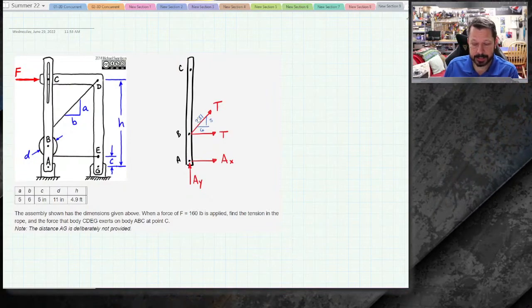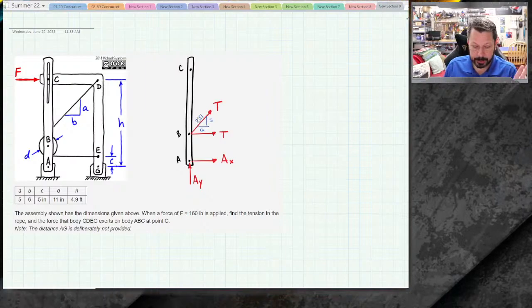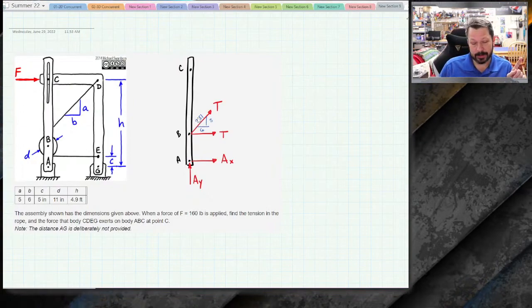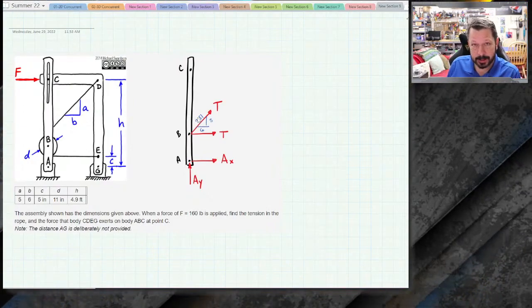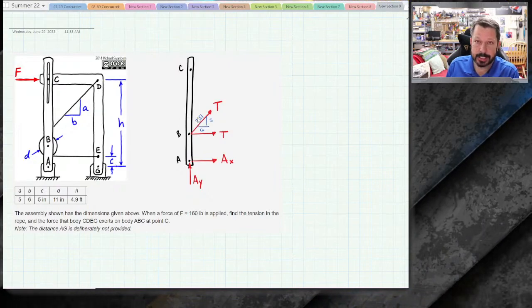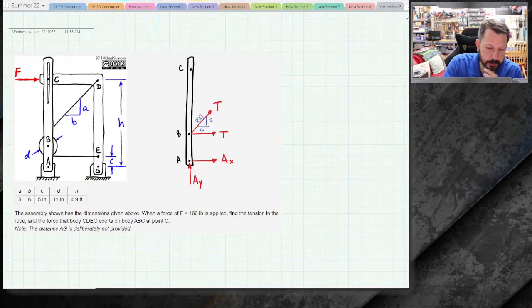I don't know any of these things. I don't know AX. I don't know AY. I don't know T. I do know that I'm assuming the pulley is frictionless, so I'm assuming that the tension on one side of the pulley is the same as the tension in the rope on the other side. So these both are T. I don't have to do T1 and T2. So they're the same value. I just don't know what they are.